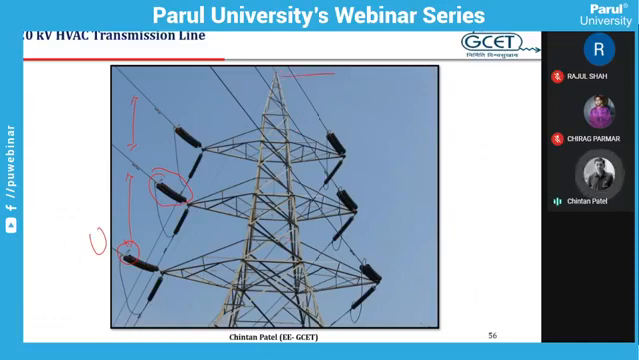You may also observe this topmost earth wire. Only one earth wire is used. So it is a 220 kV line.